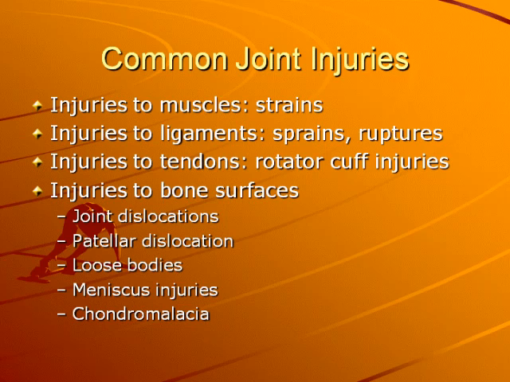Usually, signs and symptoms of a strain include pain, stiffness, swelling, and tenderness to the local area. Now, injuries to ligaments are called sprains or ruptures. This actually involves the ligament itself and the surrounding area in the joint. You can have an incomplete or a complete tear, which is also known as a rupture.